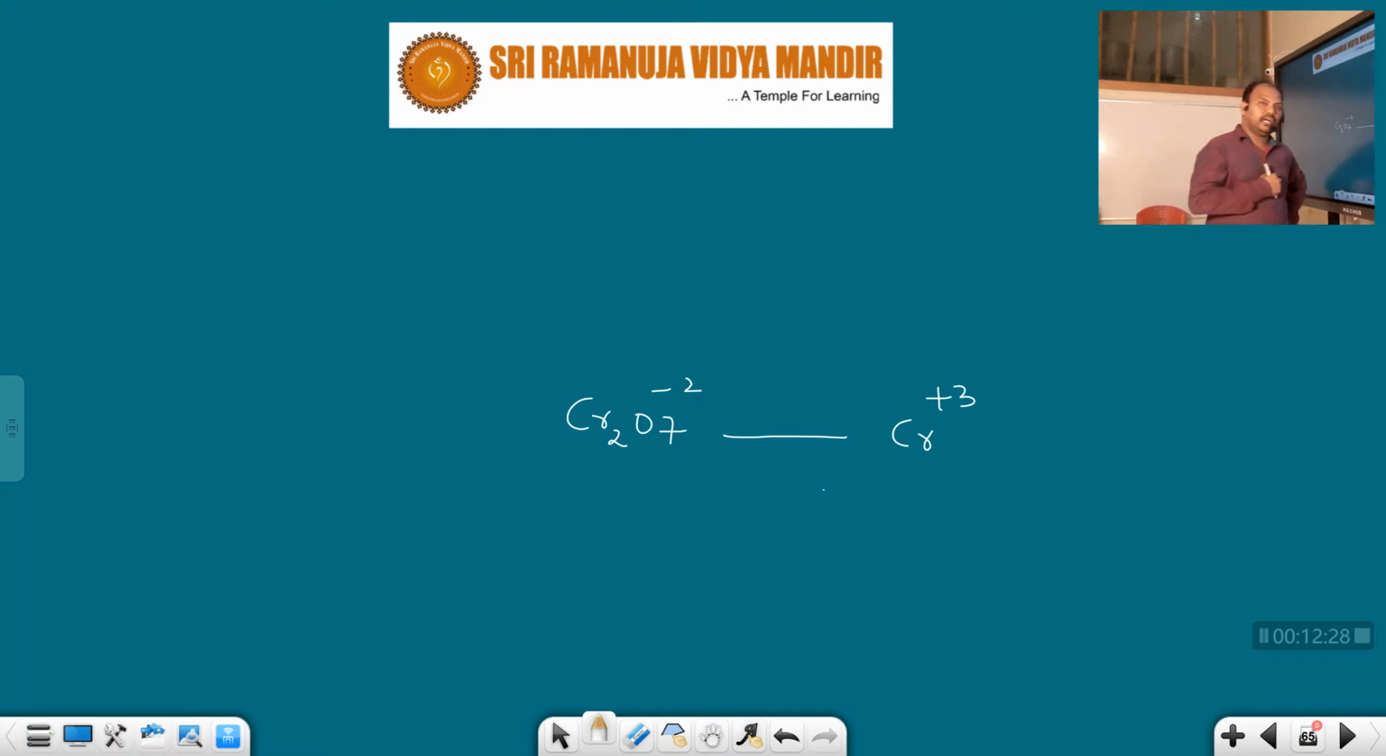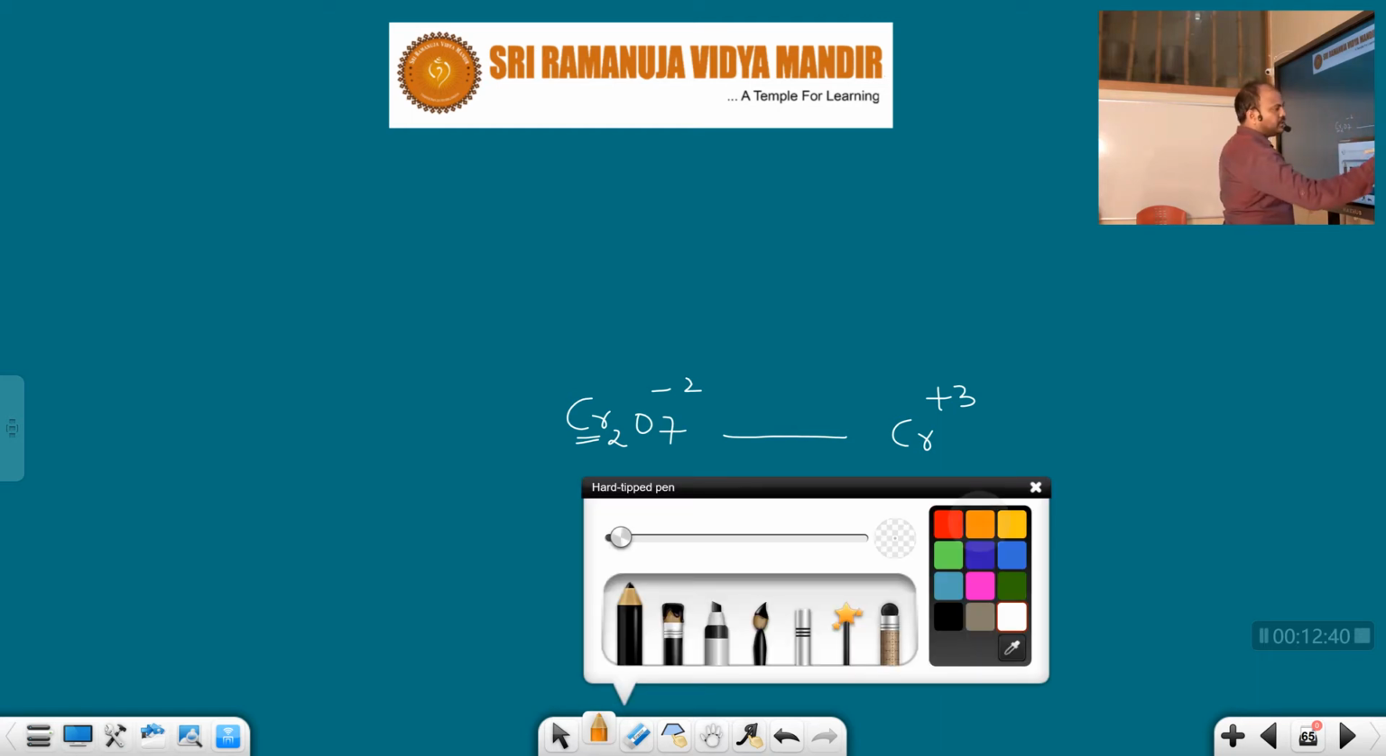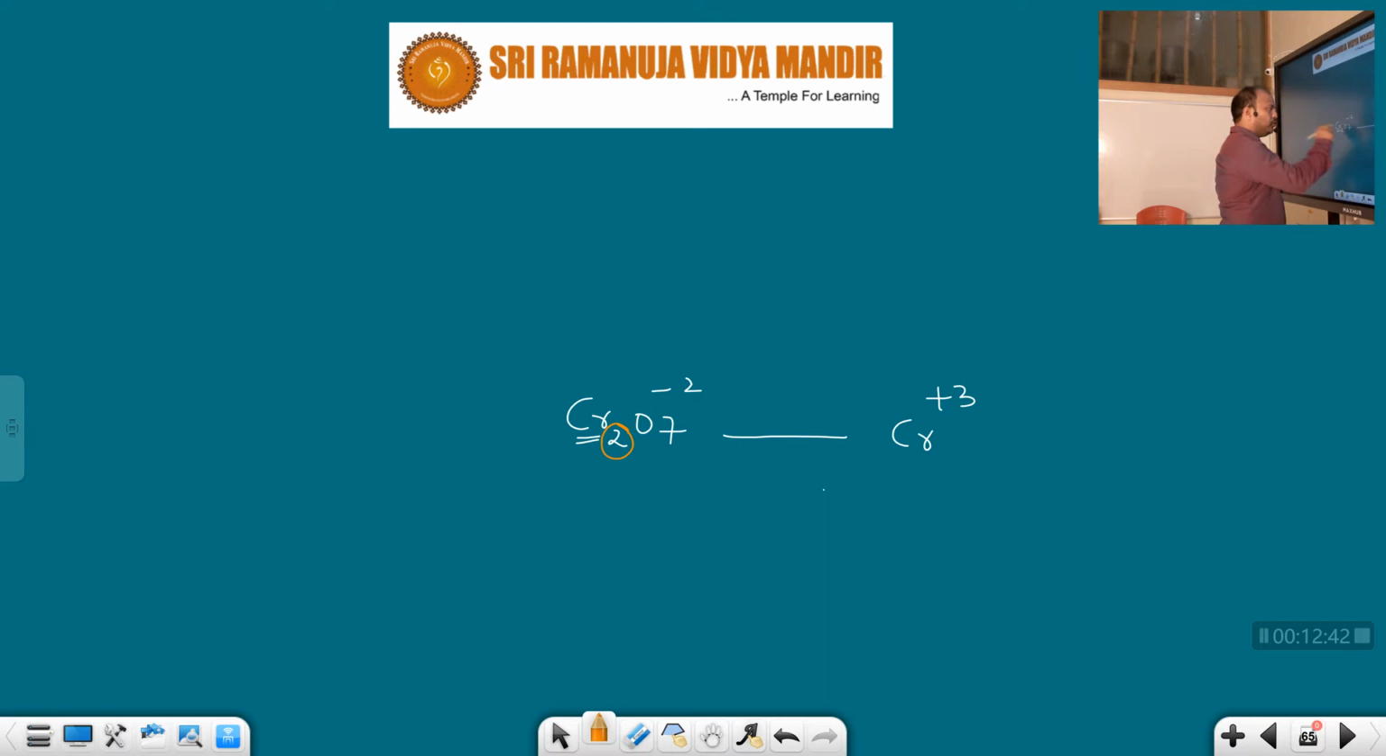Except oxygen and hydrogen, we have to balance all the elements. So here chromium will be there, oxygen will be there. First of all, we have to balance chromium. How many chromiums are present here? Students, take a look. How many chromiums are there? 2 will be there. But here how many? Only 1. So here 2 will be present, here 1 will be present.